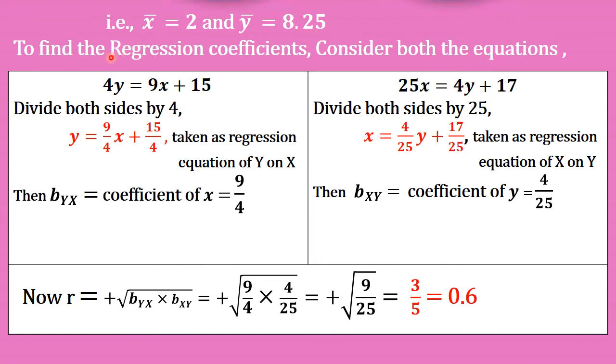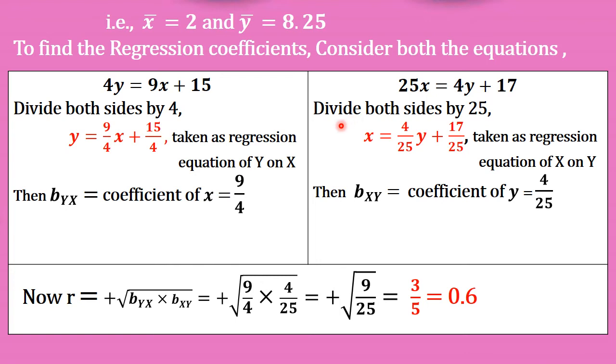Now to find the regression coefficients, consider both the equations. First one, 4y = 9x + 15. If you divide both sides by 4, we will get y = (9/4)x + 15/4, which can be taken as the regression equation of y on x. Then the coefficient of x will become the regression coefficient of y on x, that is byx, which is 9/4 here. Then the second equation, 25x = 4y + 17.